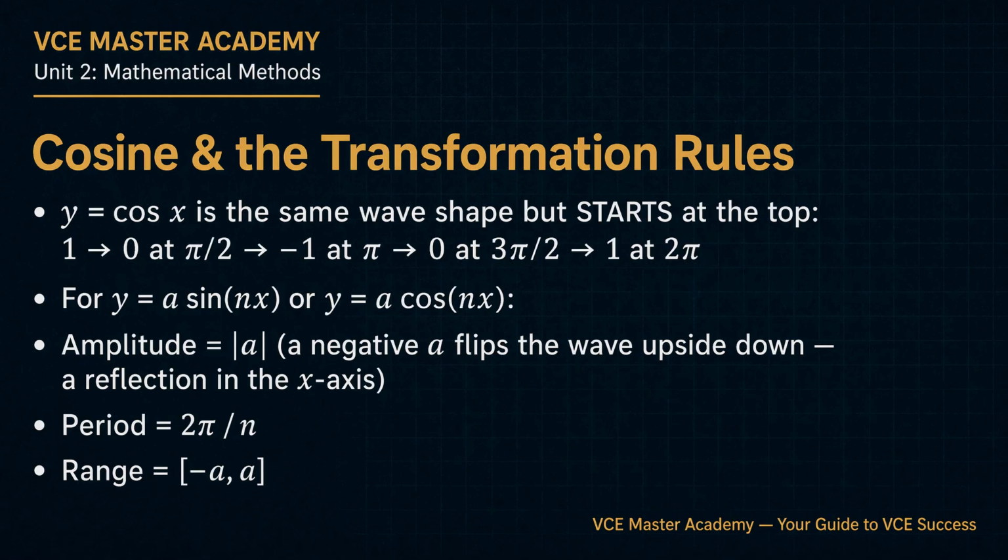The number n controls the period. The period becomes 2 pi divided by n. A bigger n squeezes the waves closer together. And the range, all the y values the wave covers, is from minus a to a. The same rules work for cosine.